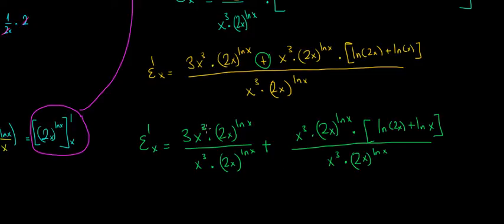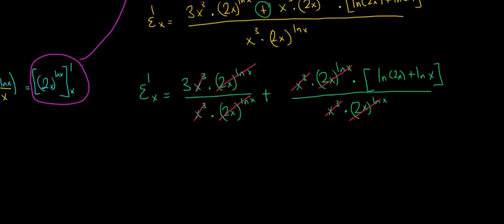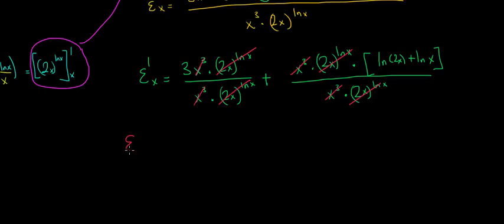I think you can see it. X cubed and x cubed cancel out. 2x to the power ln x cancel out on both sides. Check over here, x cubed, 2x to the power ln x, 2x to the power ln x. What are we left with? We're left with the partial elasticity with respect to x equals 3 plus ln of 2x plus ln of x.